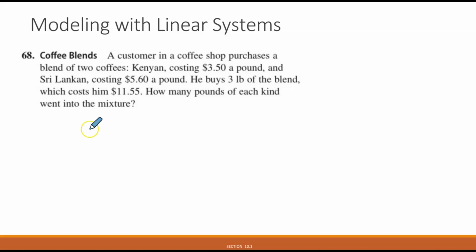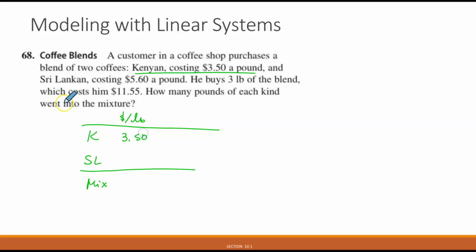Okay, so we'll organize our information in the chart. We have the Kenyan and we have the Sri Lankan, and then we have the mixture. Let's look at the price per pound. The Kenyan costs $3.50 a pound, so we'll fill that in here. And the Sri Lankan costs $5.60 a pound. And he buys 3 pounds of the blend, and the 3-pound blend costs him $11.55. We're going to come back to that in a second.